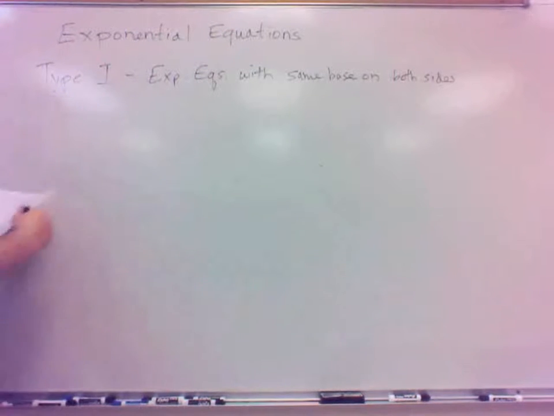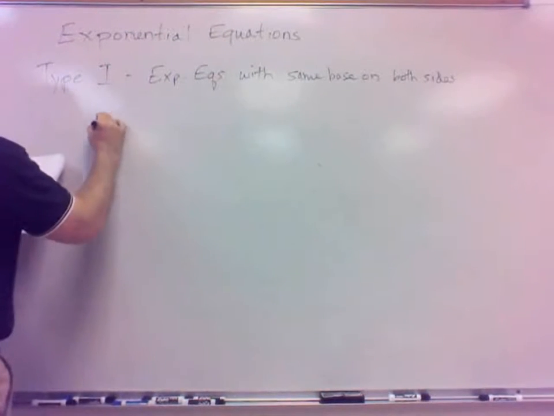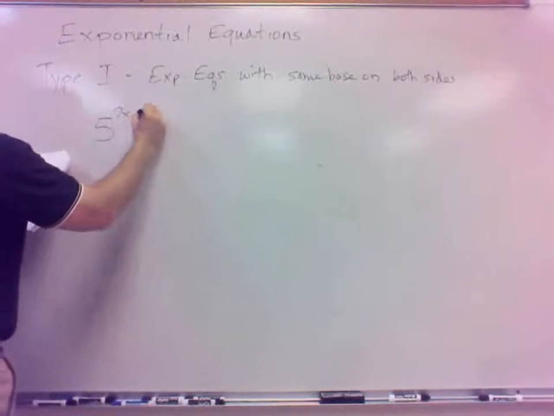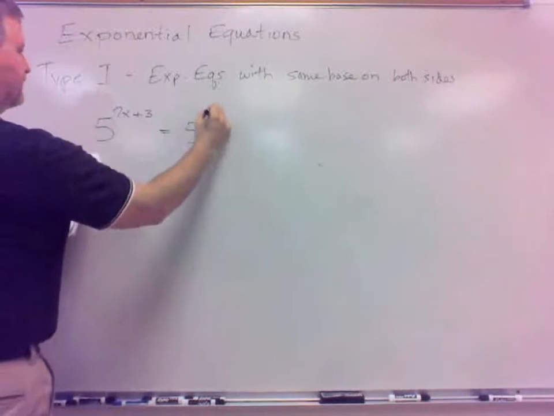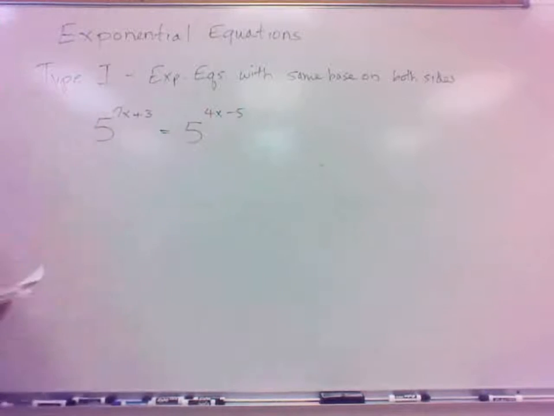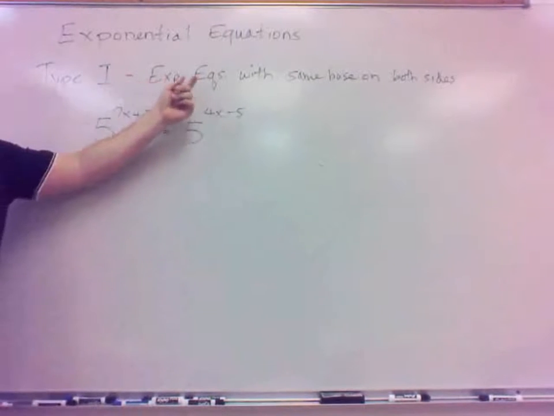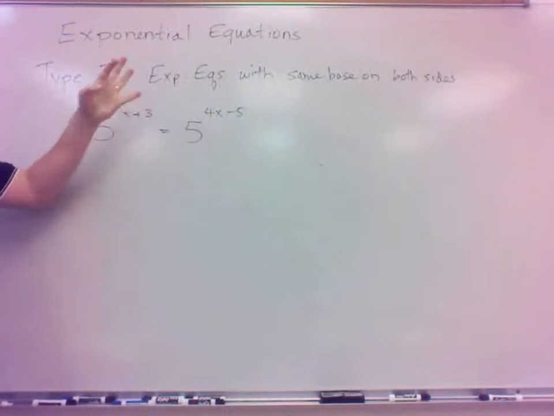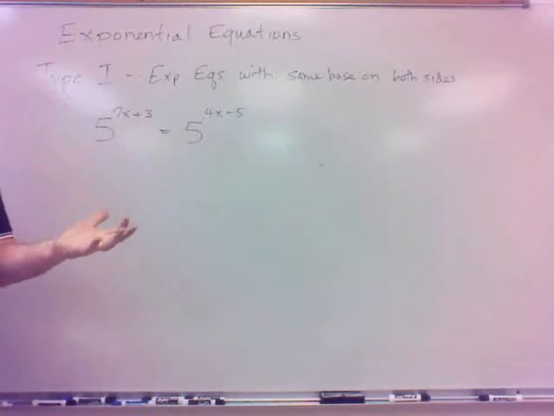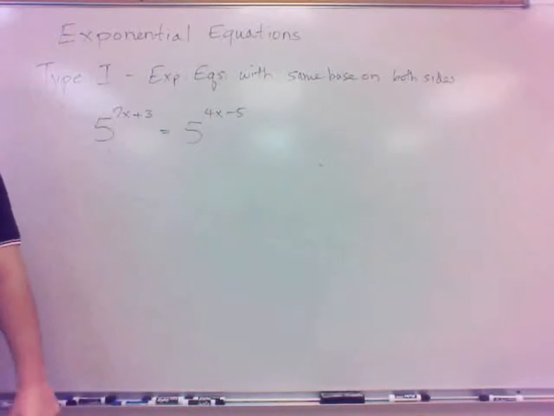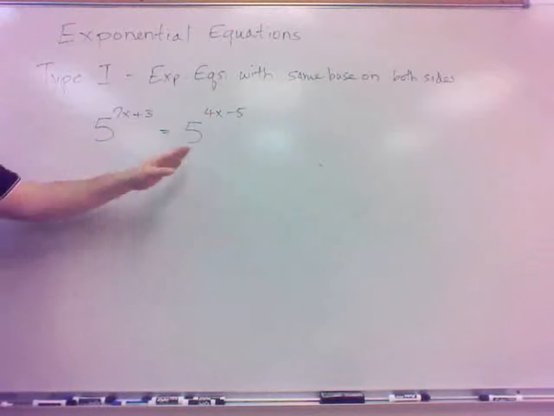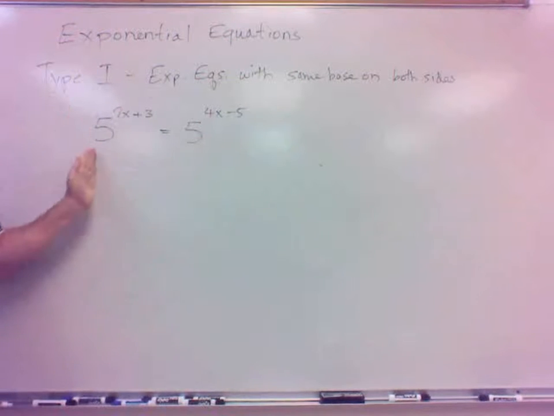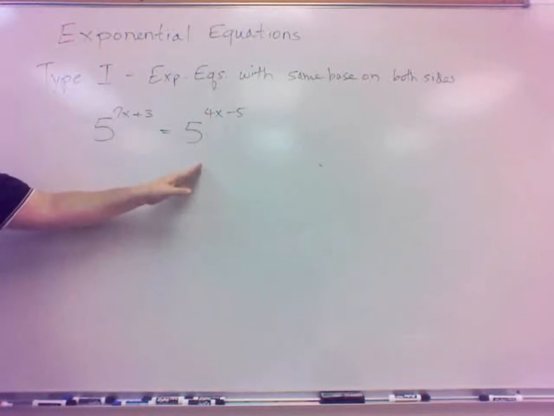For example, if I have 5 to the 7x plus 3 equals 5 to the 4x minus 5. Clearly, I've got the same base. It's an exponential equation, meaning the variable's in the exponent, right? An exponential equation is an equation that has a variable in the exponent. Here, more importantly, I do have the same base on both sides. This is base 5, this is base 5, okay?